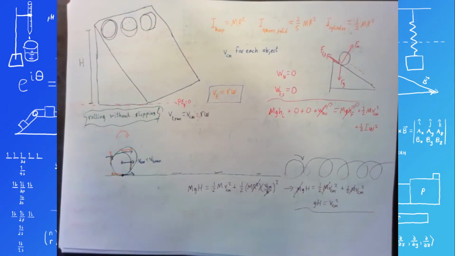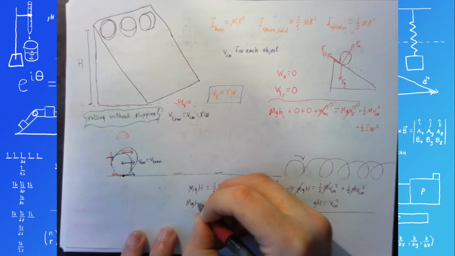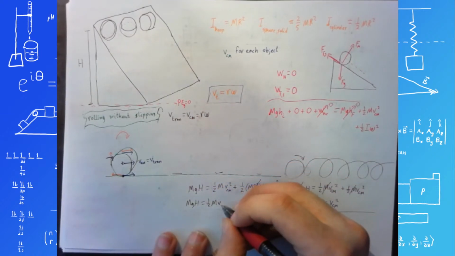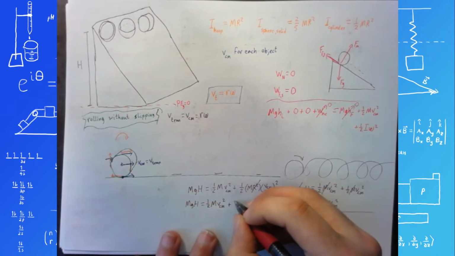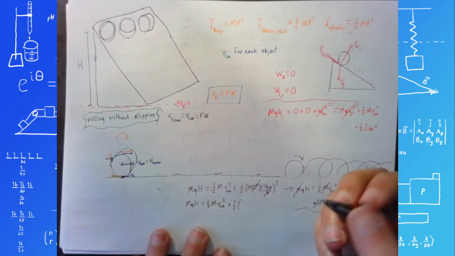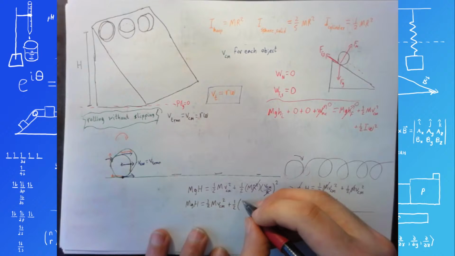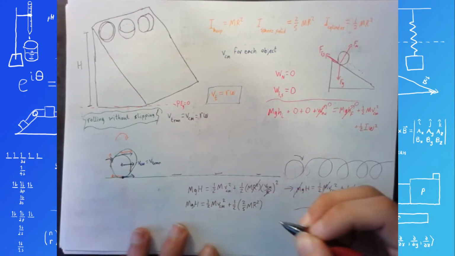Okay, let's do the sphere. Let's do the solid sphere now. So mgh equals 1/2 m V center of mass of the sphere squared plus 1/2 for a sphere, for a solid sphere rotated about its central axis. It's going to be 2/5 mr squared for its moment of inertia. 2/5 of its mass times its radius squared.